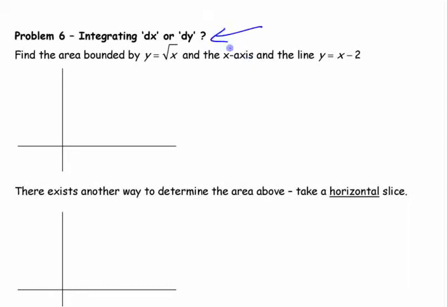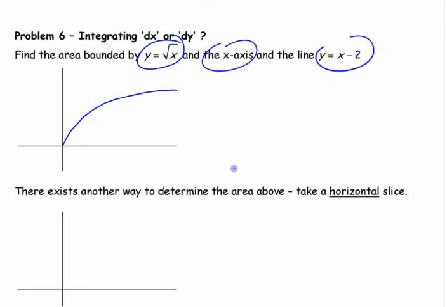If you read the title, you know what the point of this is. But we'll go through and look at this. y equals root x looks something like that. All right, y equals square root of x. If you want to find the area bounded by that and the x-axis and the line y equals x minus 2, x minus 2 looks something like this.